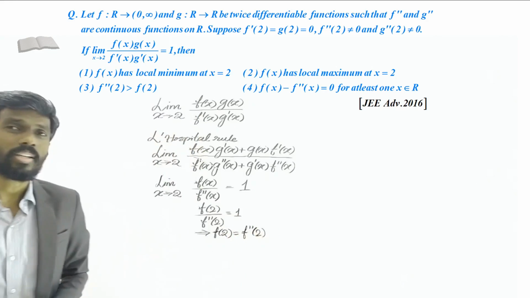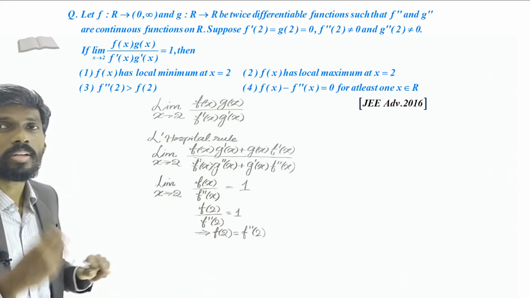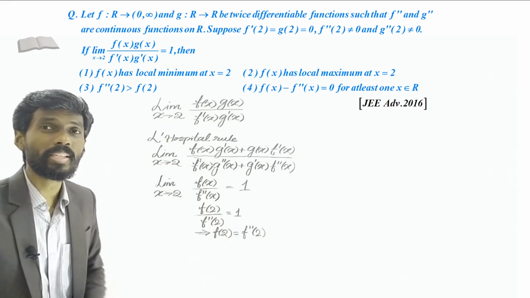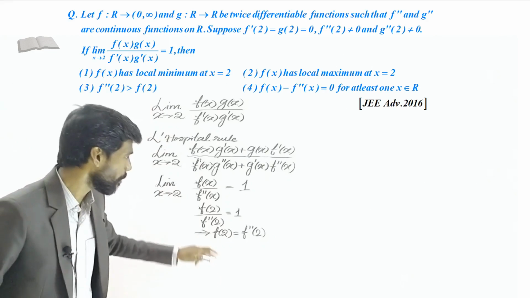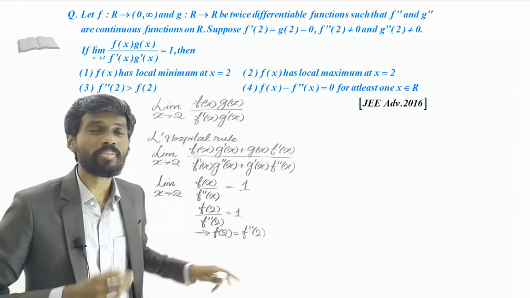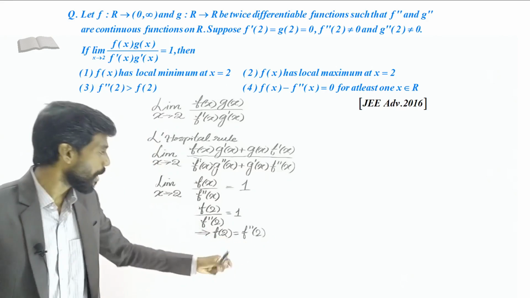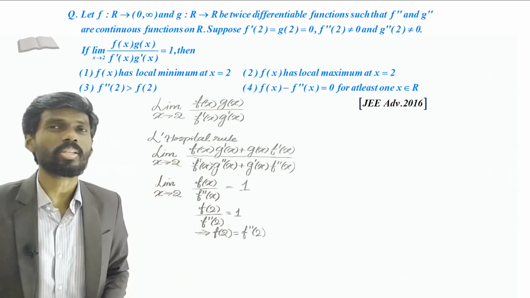Now f dash of 2 is 0, right? F dash of 2 is 0, that means the function may attain a minimum or maximum value. Is it minimum or maximum? That depends on the second derivative, right? If the second derivative f double dash of 2 is positive, then we have a minimum value. If it is negative, it has a maximum value. But is it positive or negative? So that depends on f of 2. Is f of 2 positive or negative?